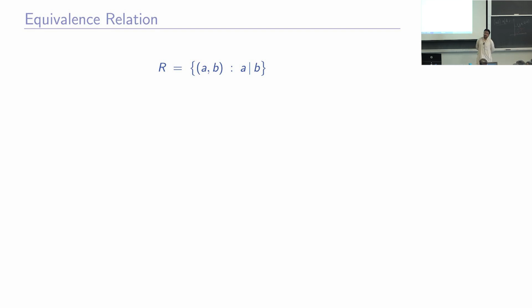Is 1 6 in R? Yes. Is 2 6 in R? Yes. Is 2 7 in R? Is 3 6 in R? Is 3 7 in R? Is 4 6 in R? Does 4 divide 6? No. So 4 6 is not in R. So you know what this relation is, right?